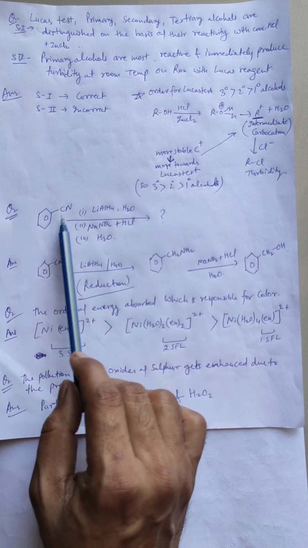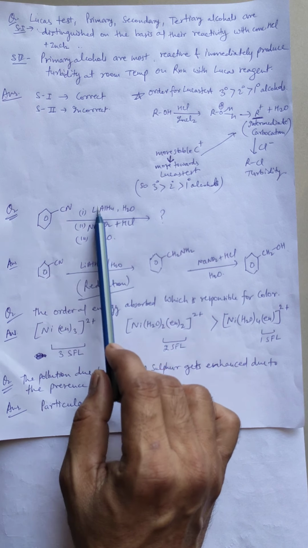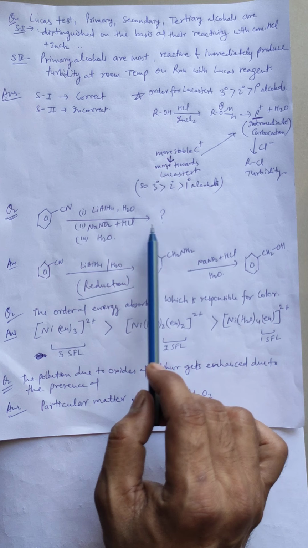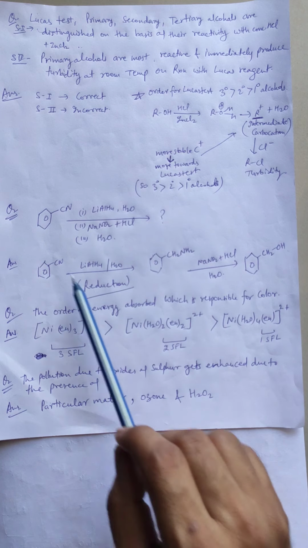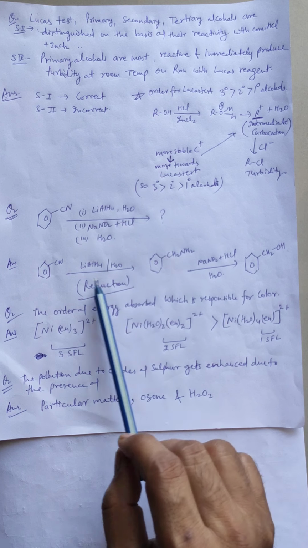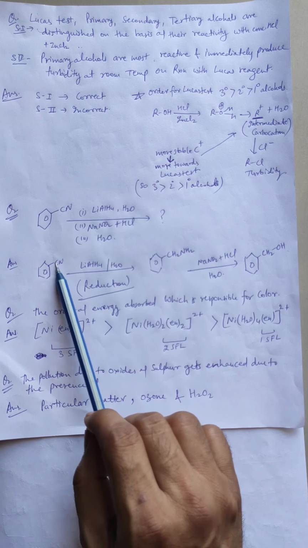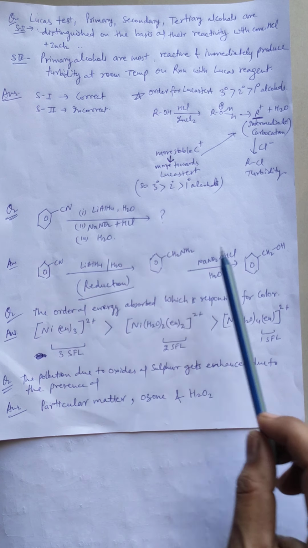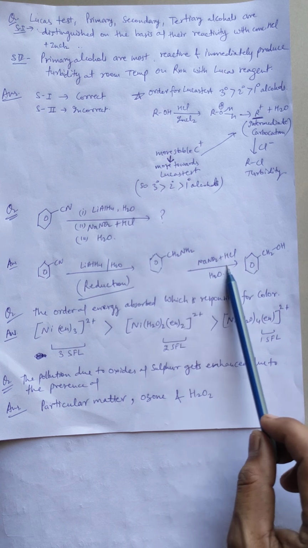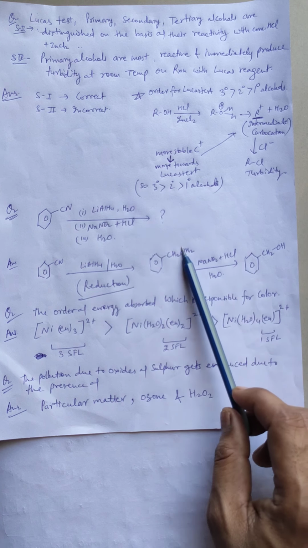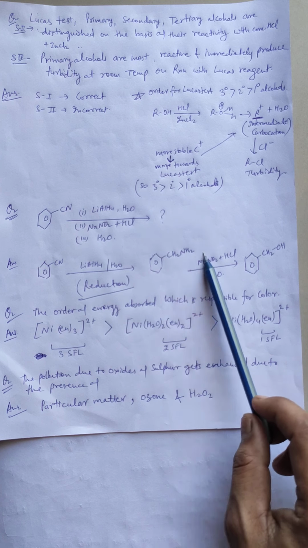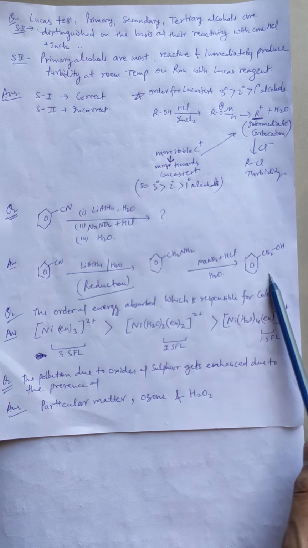Next question: this is the compound, with LiAlH4, H2O, then NaNO2 HCl and H2O. If you are going to reduce this CN with LiAlH4, it is the reduction of CN to CH2NH2 form. On reaction with NaNO2 plus HCl, that is HNO2, OH will be there, alcohol is formed, right? So this is the correct answer.